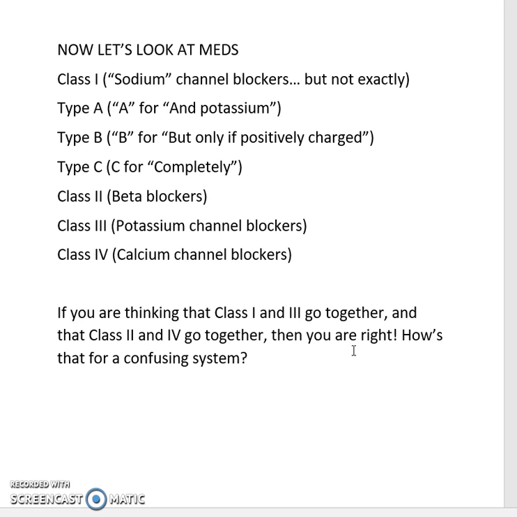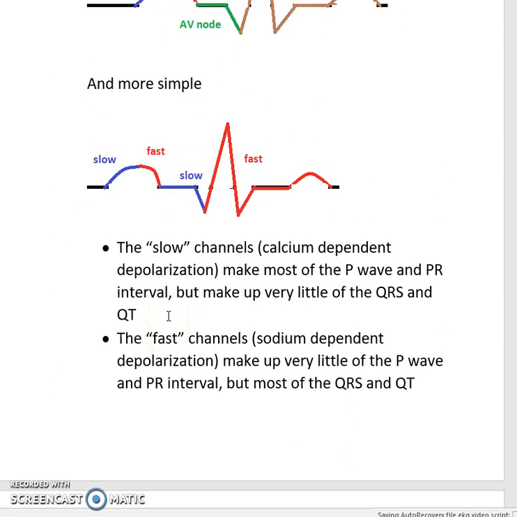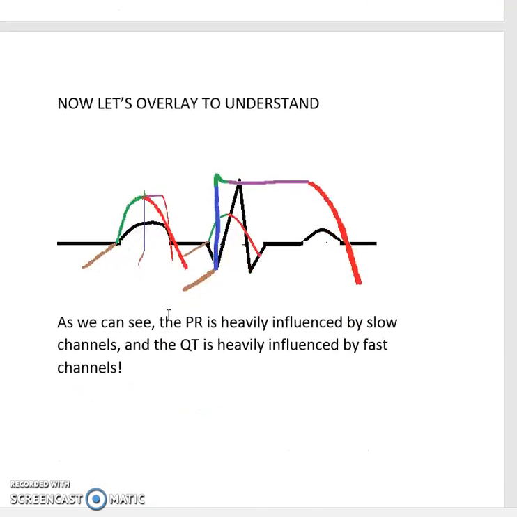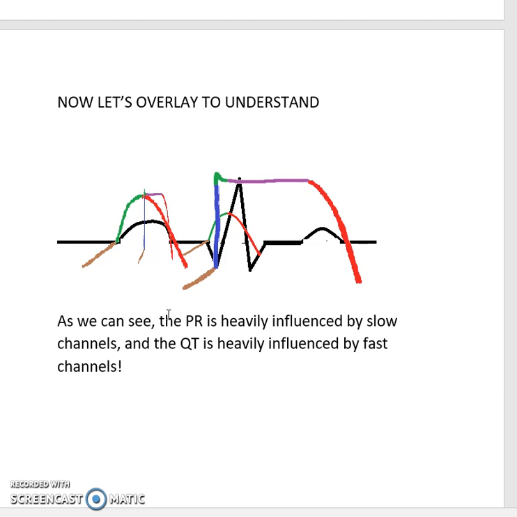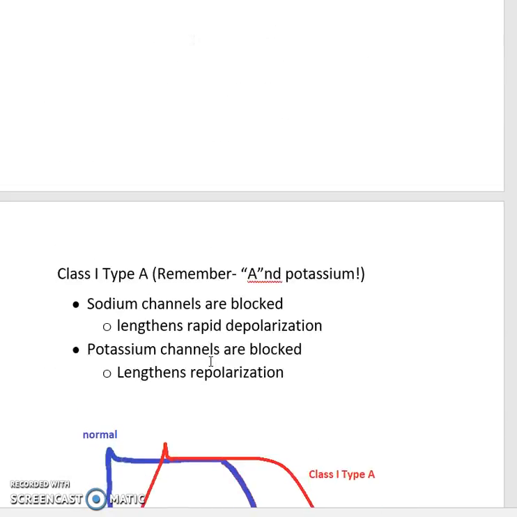Class 2 are the beta blockers, Class 3 are the potassium channel blockers, and Class 4 are the calcium channel blockers. If you're looking at the previous slide and at what is slow and fast channels, you can see that the Class 1s and the Class 3s go together rather well, as do the class 2s and the class 4s. An easy way to remember this is evens with evens and odds with odds.